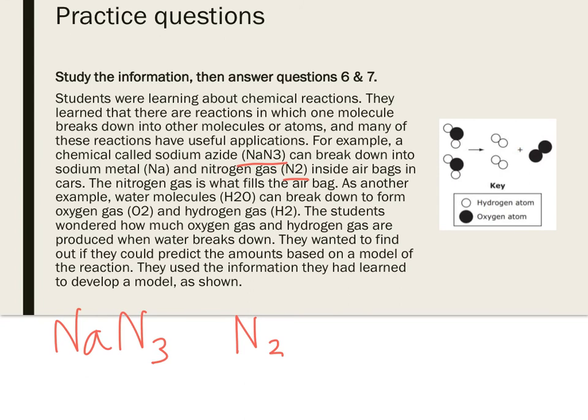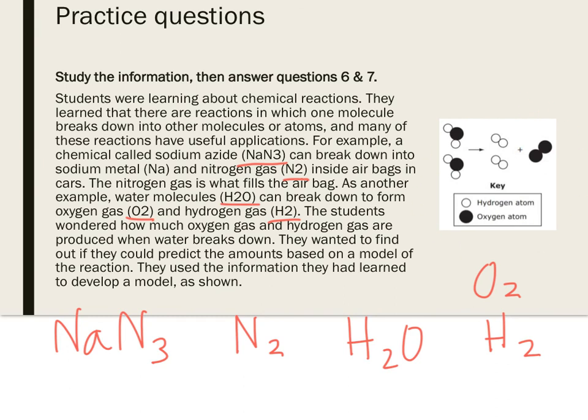As another example, you have water molecules, H2O, where the 2 should be a subscript, which can break down to form oxygen gas, O2, with the 2 as a subscript, as well as hydrogen gas, H2, where that little 2 should also be a subscript. The students wondered how much oxygen gas and hydrogen gas are produced when water breaks down. They wanted to find out if they could predict the amounts based on a model of the reaction. So they used the information they had learned to develop this model right here.